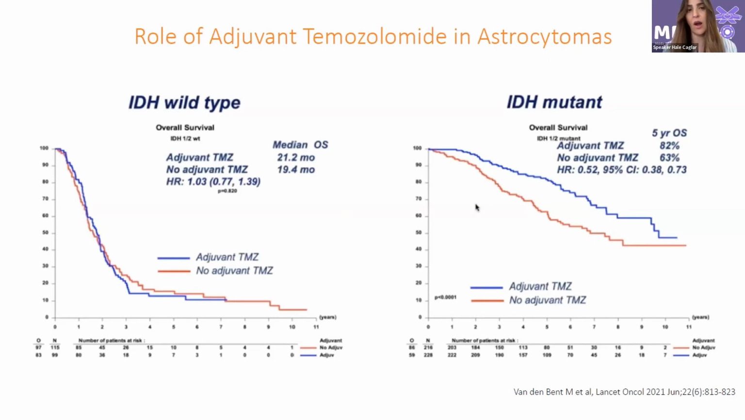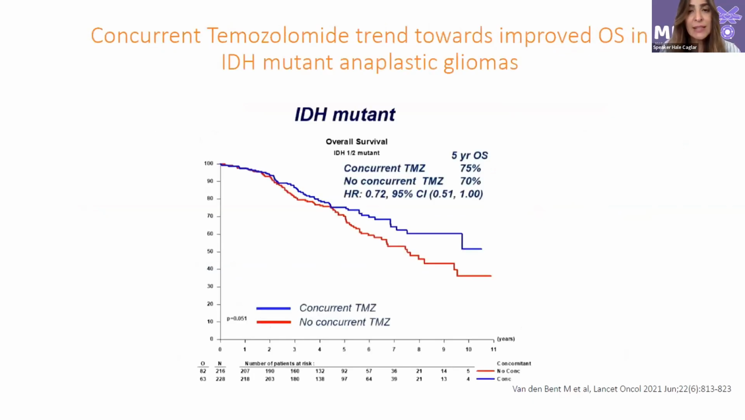So they should be classified as glioblastomas, whereas patients who had IDH mutant tumors benefited from adjuvant temozolomide. The second analysis was to look at the effect of adding concurrent temozolomide to standard radiation in grade 3 astrocytomas, anaplastic astrocytomas.